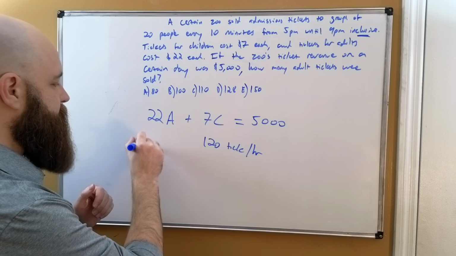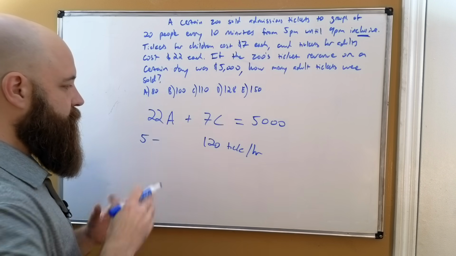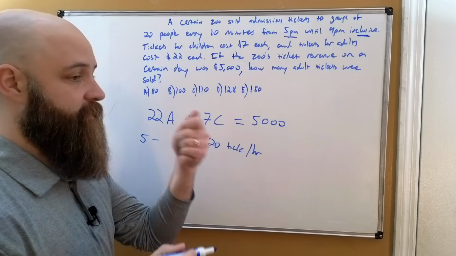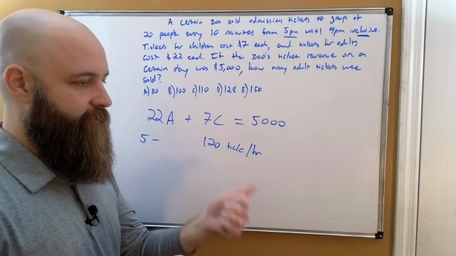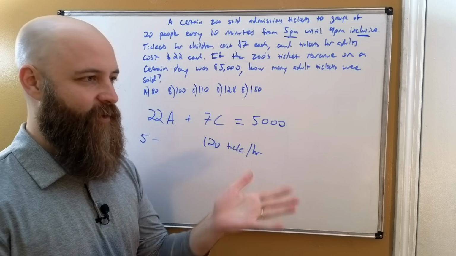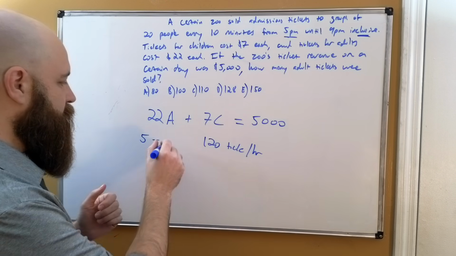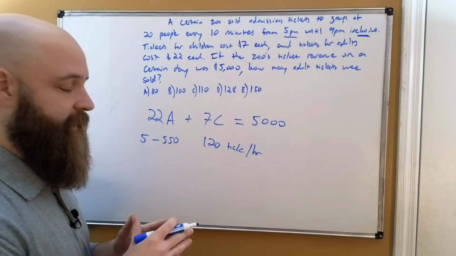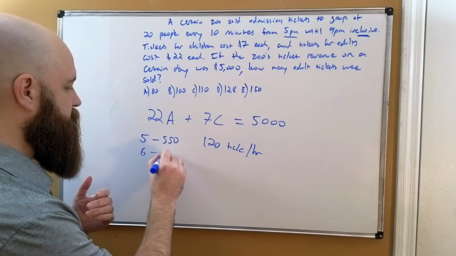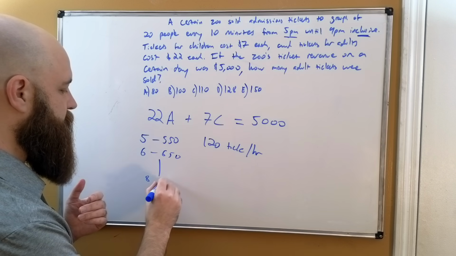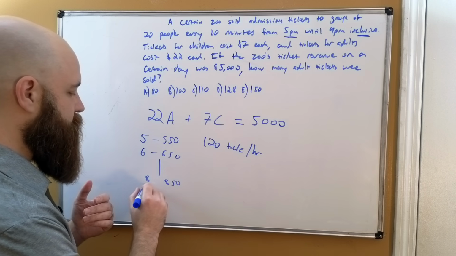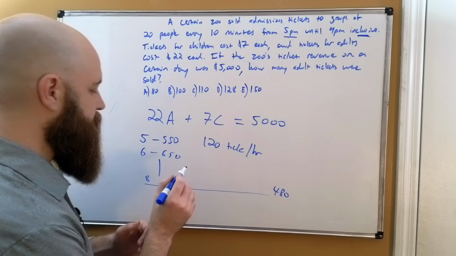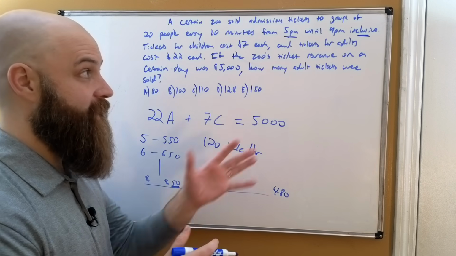Well, if I map out the tickets I'm selling during that first hour, it's inclusive. So I'm starting at 5 p.m., selling 20 tickets. Then 5:10, 5:20, 5:30, 5:40, 5:50. So from 5 to 5:50, I'm selling 120 tickets. And the same thing would be true from 6 to 6:50, and 7 to 7:50, and 8 to 8:50. And great, there's my 4 sets of 120 tickets. I've sold 480 tickets by 8:50, right?